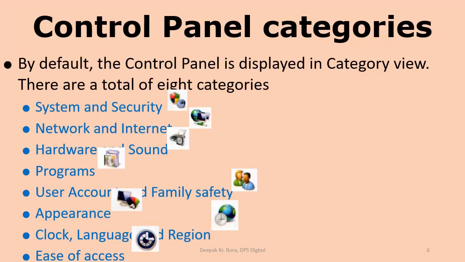There are a total of 8 categories. First, system and security. Second, network and internet. Third, hardware and sound. Fourth, programs. Fifth, user account and family safety. Sixth, appearance. Seventh, clock, language and region. And the last is ease of access.